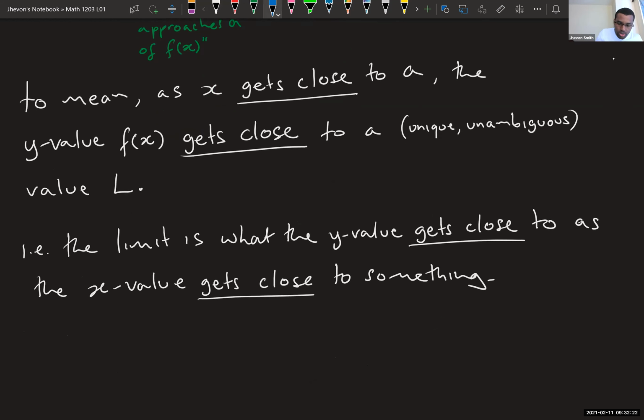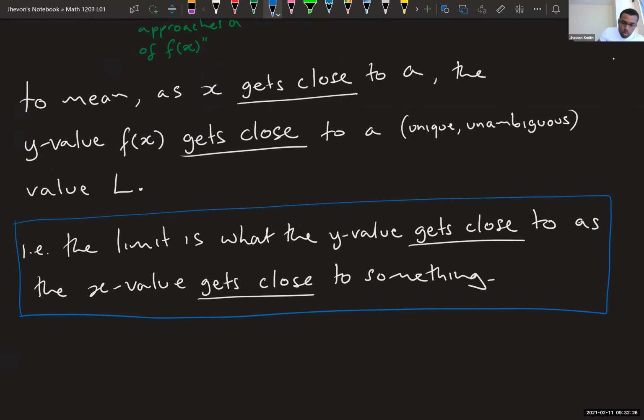I want you to know the notation. I also want you to have this idea in your head. When you're looking for a limit, you're looking for a y value. You're looking for the y value your function is getting close to when your x value is getting close to something. And that is what I really want you to get. That's the concept that's going to make you really understand what a limit is about.